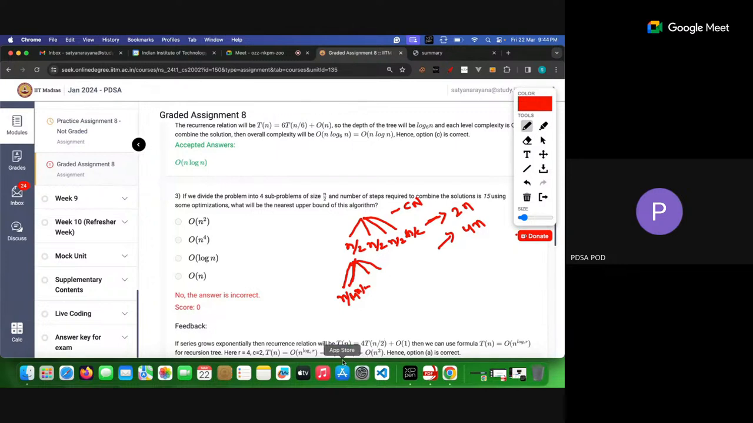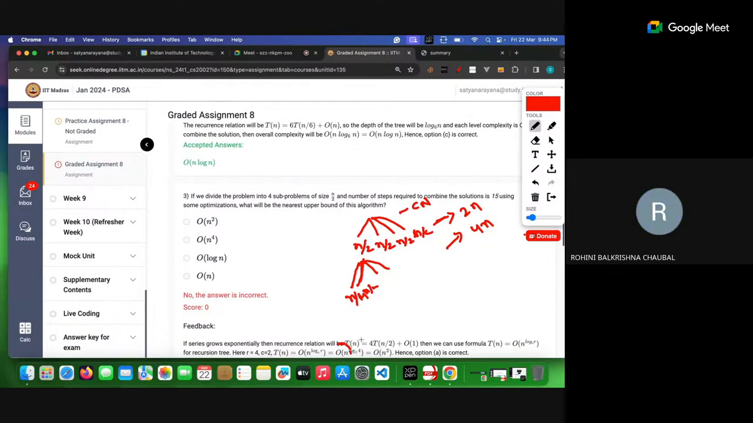Yes, look at it. They have given directly O of n to the power log 2, and then it is 4. So n to the power of log 2 of 4. Did you find it in the last line? Yes, at this place. So it's n square. Simple.